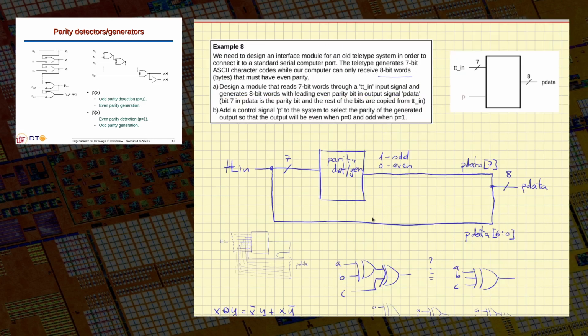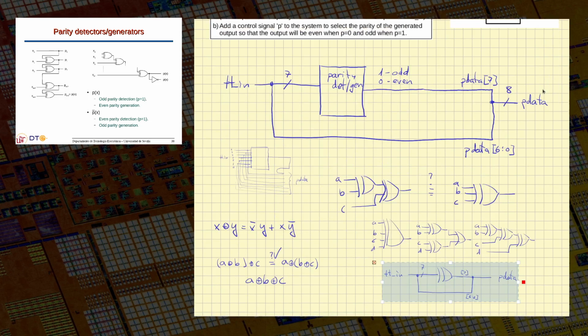Now it's case B. We need to add a control signal because now I want my system to be able to work when the output goes to a system that accepts even parity data or odd parity data. Normally, serial ports can be configured to work in even mode or in odd mode. So we want to add a control signal. So when P is 0, it behaves just like in part A. It will generate an even word, but when P is 1, I want it to generate an odd word. Okay, so the result is actually very similar.